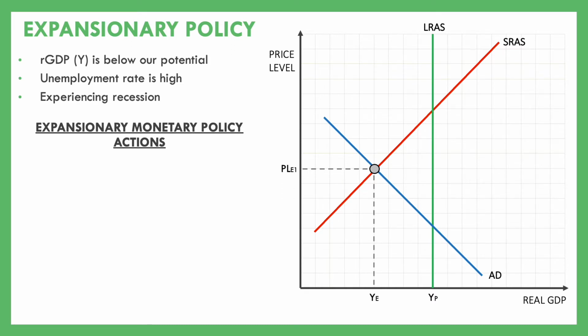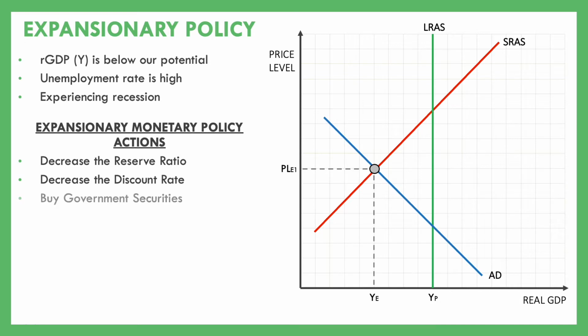Well, what we would end up seeing is that the Federal Reserve could decrease the reserve ratio, they could decrease the discount rate, or they could buy government securities. All three of those things would increase our money supply, and therefore, as they increase our money supply and affect investment or consumer spending, it's going to shift our aggregate demand curve to the right.